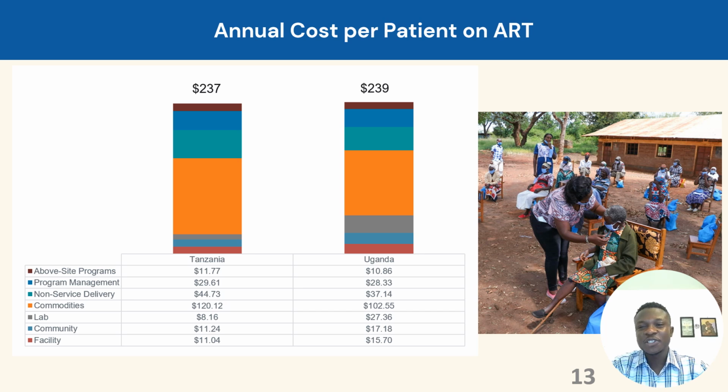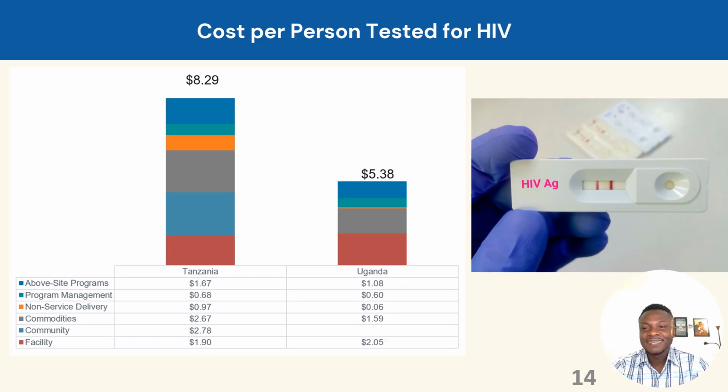The following figures show the annual cost of providing ART to a patient over a 1-year period in both Tanzania and Uganda, including the facility, community, commodities, laboratory, and various above site costs. As the figure shows, the cost is nearly identical across both countries, ranging from $237 per year in Tanzania to $239 per year in Uganda. Commodity costs represent the largest cost in both countries.